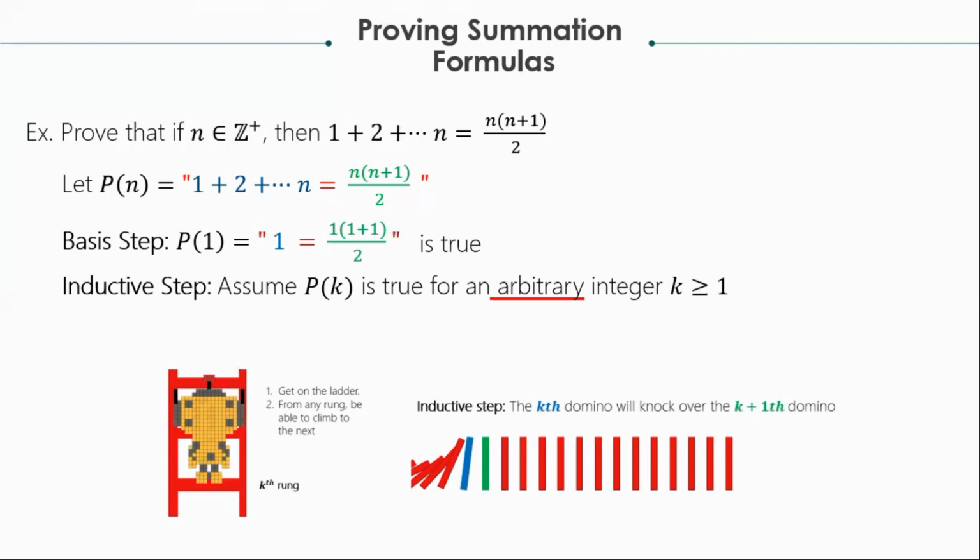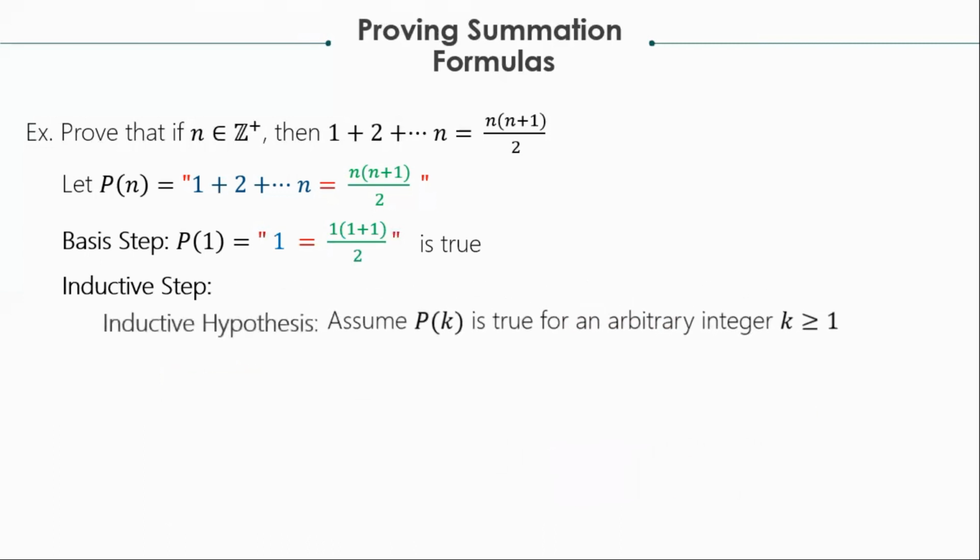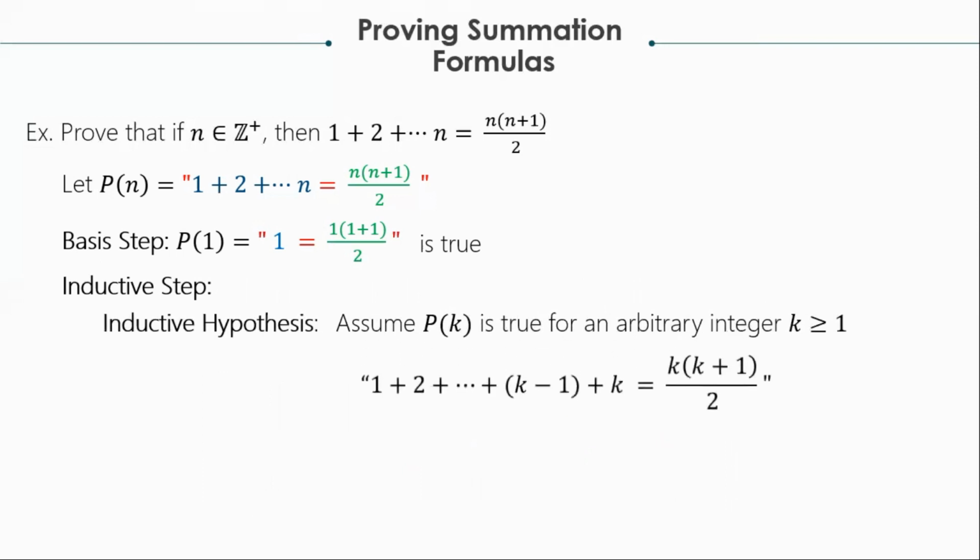What does that mean? We call this assumption the inductive hypothesis because we're making an assumption. In this case, Pk being assumed true says that if I sum up the first k integers, that is in fact equal to k times (k+1)/2. So we're assuming that equal sign is there, and we can use that now as a premise.